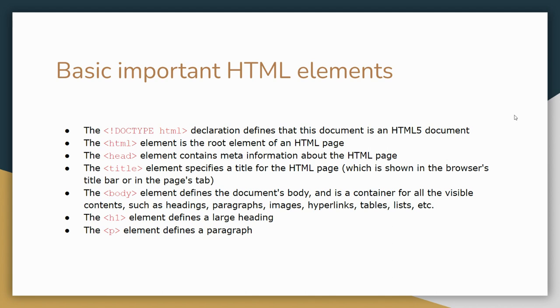This defines the document's body, and it's a container for all the visible content such as headings, paragraphs, images, hyperlinks, tables, etc. So everything you see on a website, apart from the title bar, is embedded in the body. They're all nested under the body tag. So the body tag is very powerful. Without it, nothing will be rendered. Anything that is not within the body tag, you cannot see.